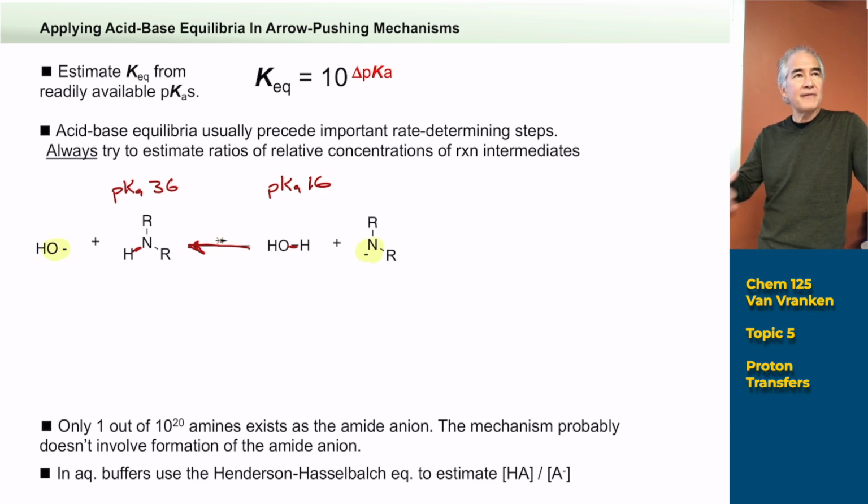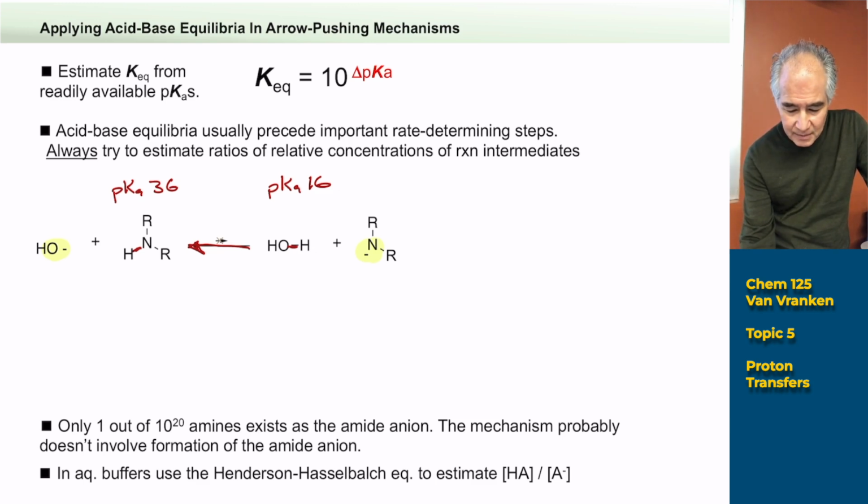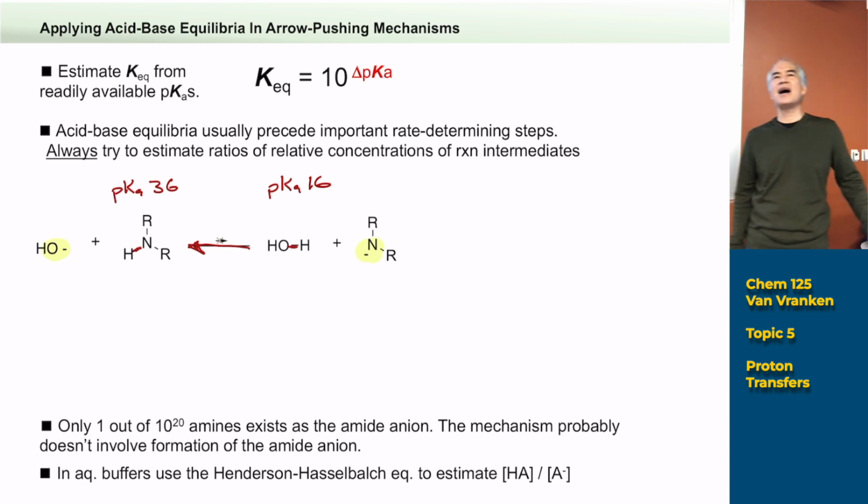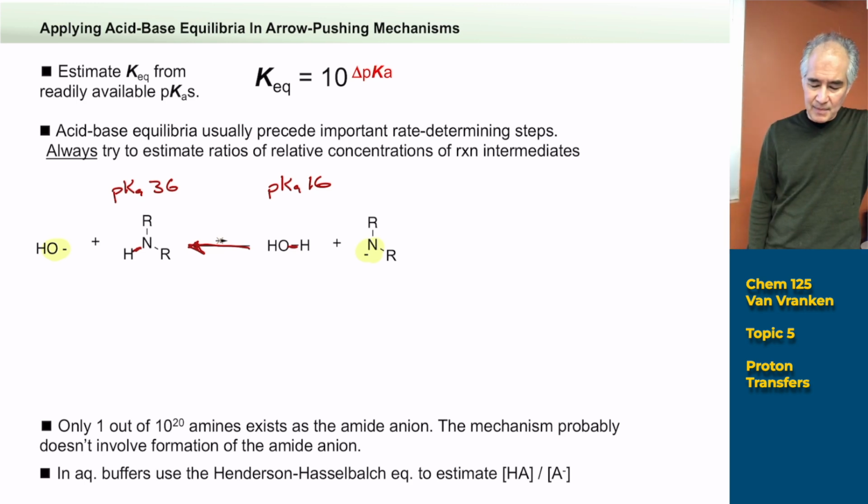Maybe there's just enough hydroxide in. Maybe even if the equilibrium lies over on this side over here, maybe there's just enough of this amide anion to be reasonable for it to attack. All right, so let's go ahead and try to think about some populations.